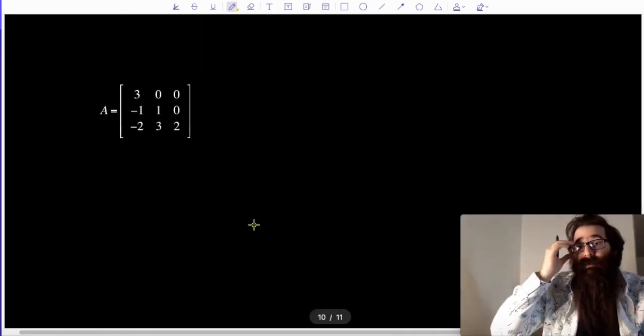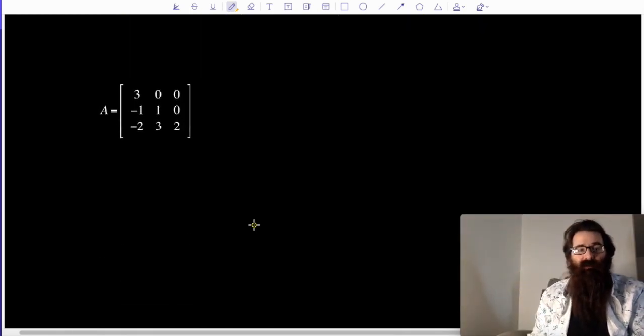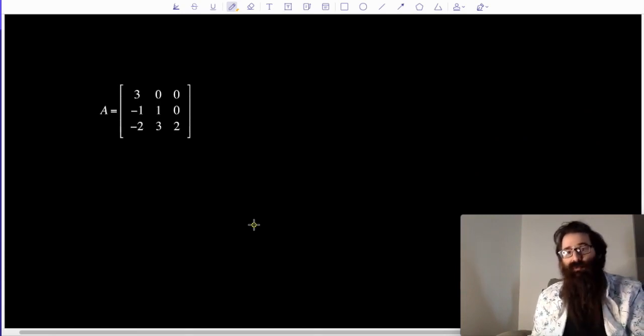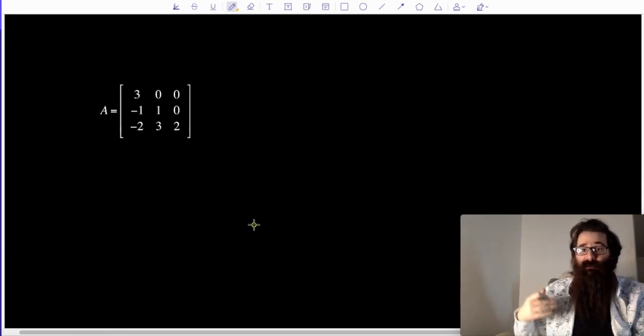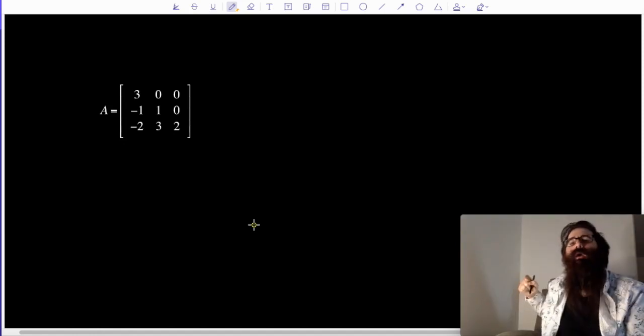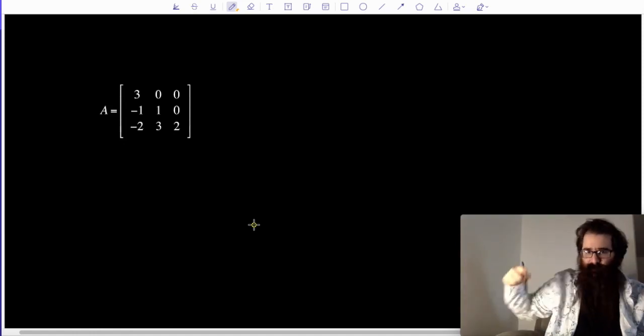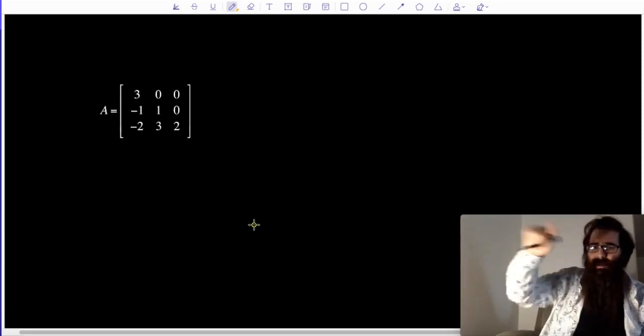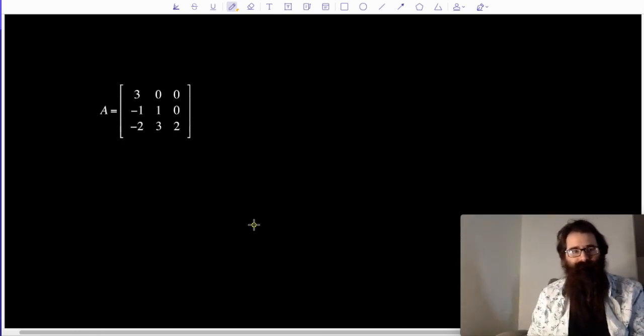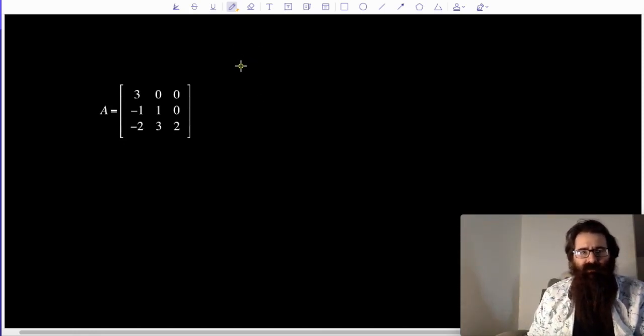I think it's not a bad idea if you want to pause the video and try to find the inverse using the adjugate by building the cofactor matrix, finding the transpose of it, all of that stuff. And then resume the video. We'll take a look at it together and let me know in the comment section below if you got it right or if you had a small arithmetic mistake. Let me know that too. And welcome back. Let's find the determinant of this matrix first.